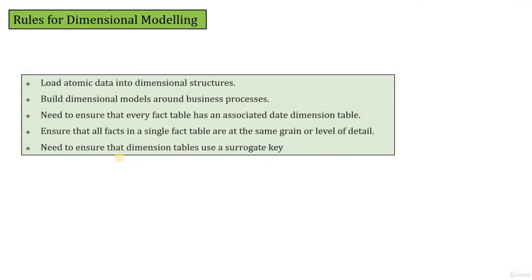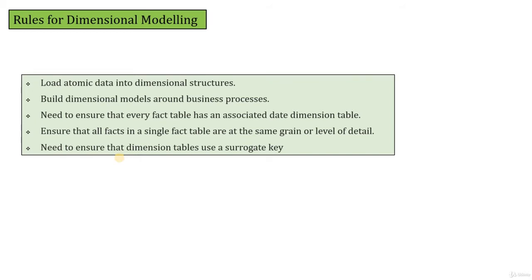First one is load atomic data into dimensional structure. What is atomic? Atomic means it is data which cannot be divided further. Per the atomic data, rule number one: a column with atomic data can't have several values of the same type of data in the same column. And what is rule number two? A table with atomic data can't have several columns with the same data types. This is the first rule.